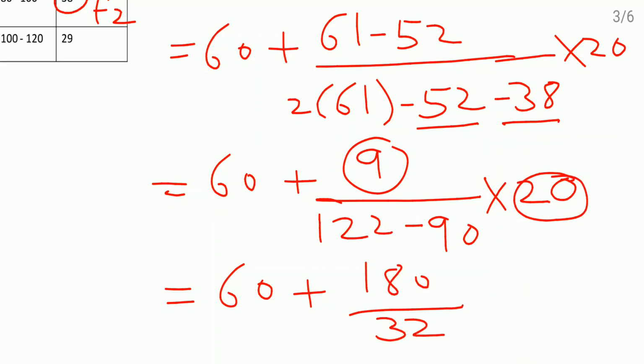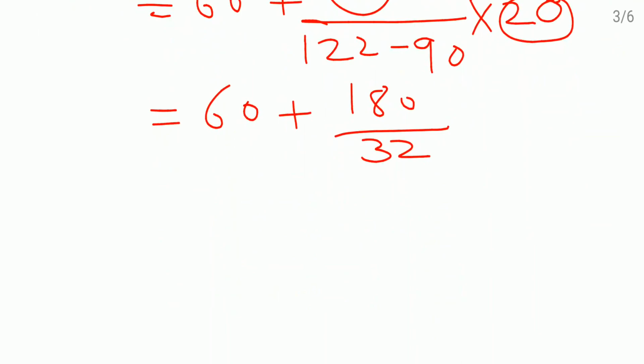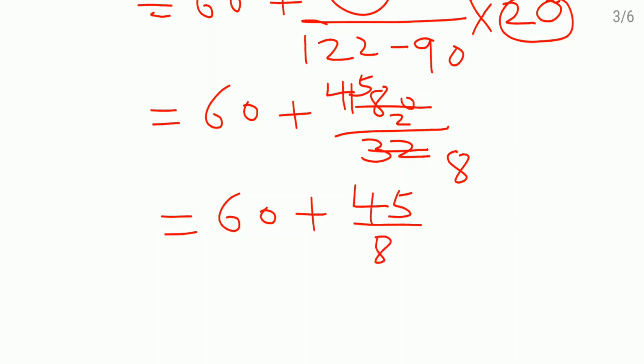It is 32. We'll show the cancellation now. 4 8s are 32. 4 4s are 16. 2 is remaining. 4 5s are 20. It means that 60 plus 45 by 8. Here 8 1s are 8, 8 5s are 40, decimal point, 5 is remaining. 8 6s are 48, 2 is remaining. Then 20, right? 8 2s are 16, 4 is remaining. 8 5s are 40.